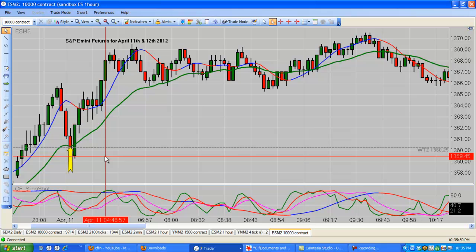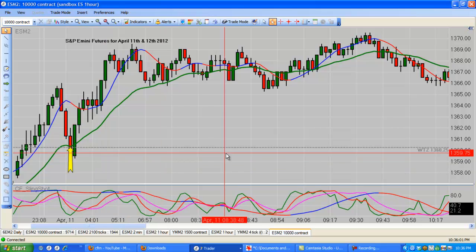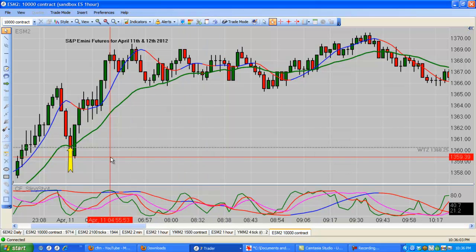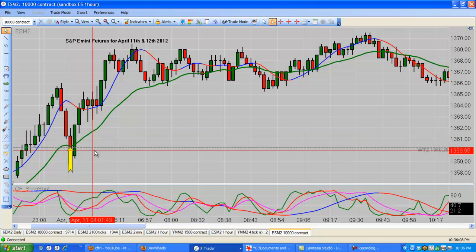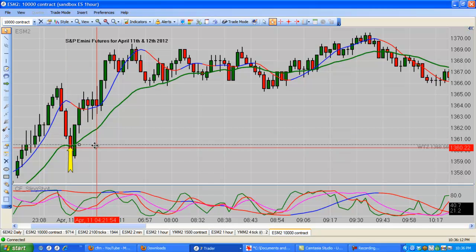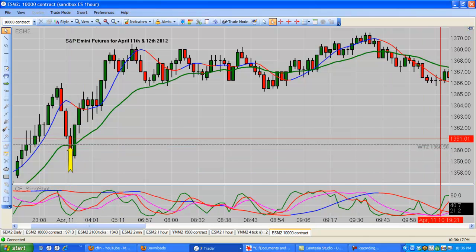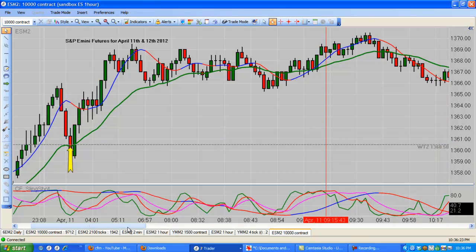Where would you get long? Lots of ways to do it. Here's how we do it. When price pulls back during the live market, that spot right there, over here, it's going to be highlighted in green. Okay, in the color green. I'll show you.